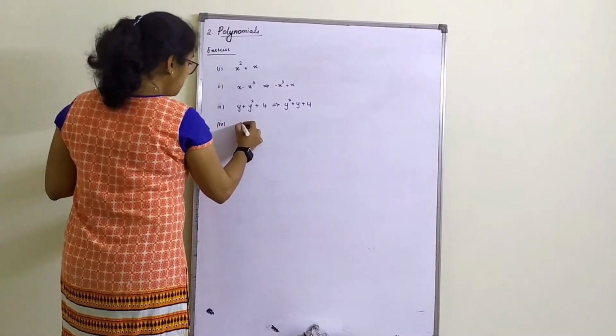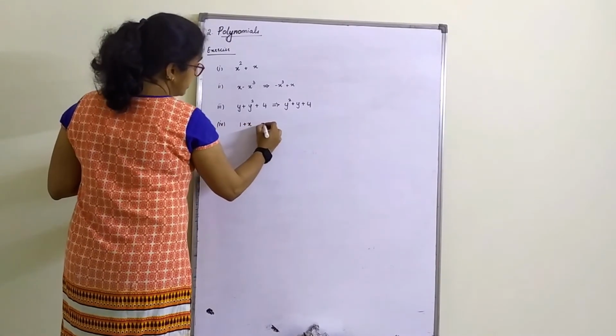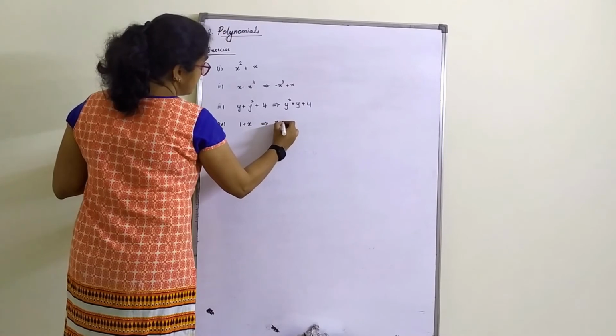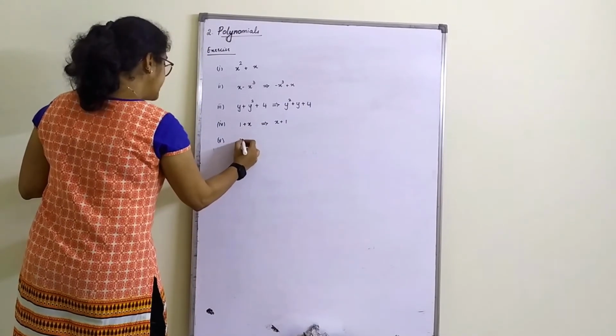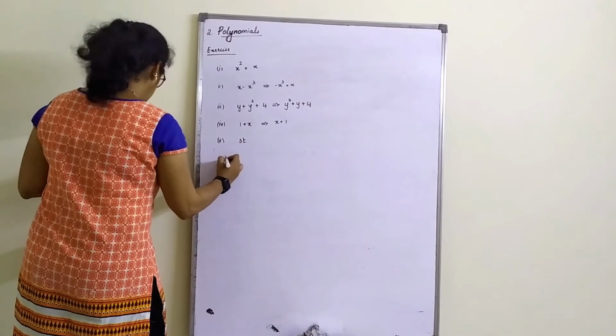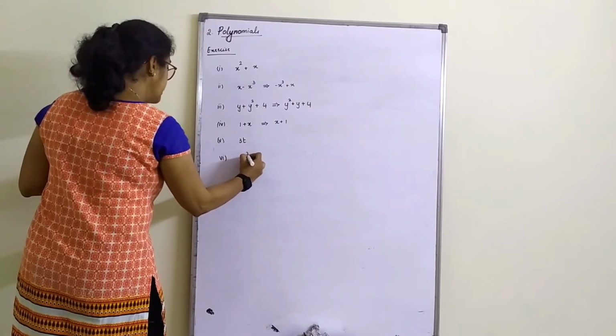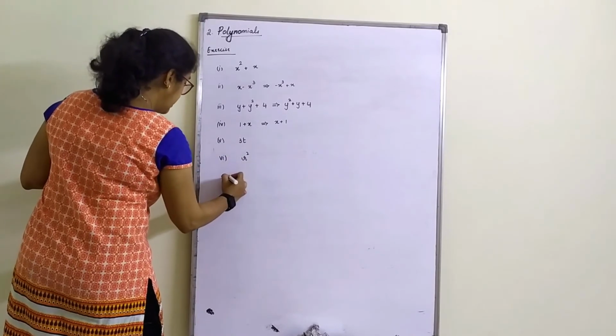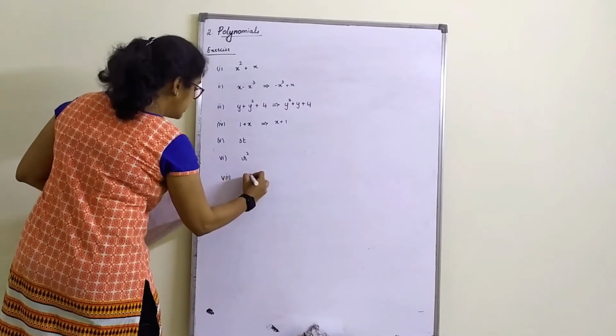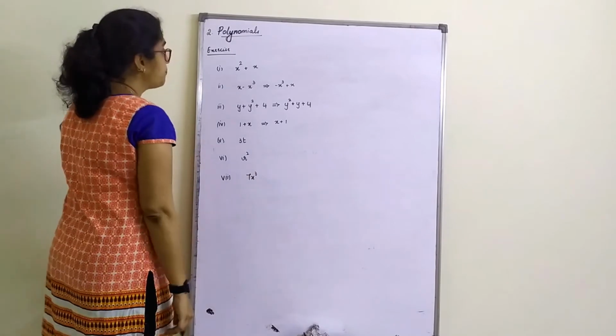Fourth one is 1 plus x. I will rewrite this as x plus 1. Fifth one is 3t. Sixth one is r square. Seventh one is 7x cube.